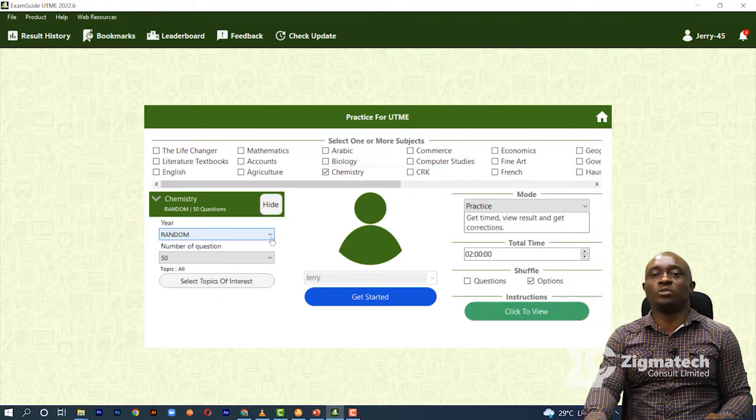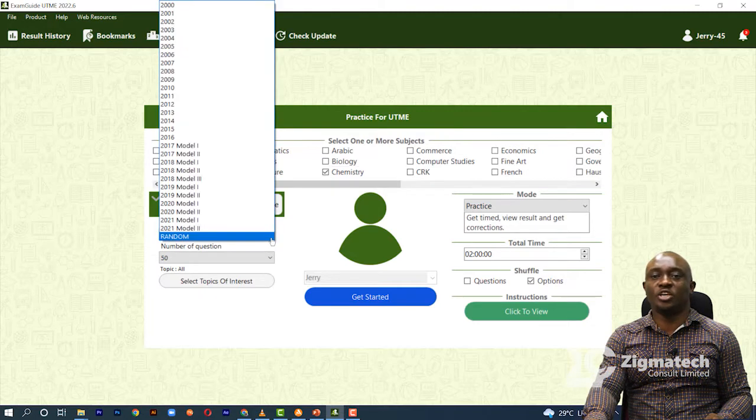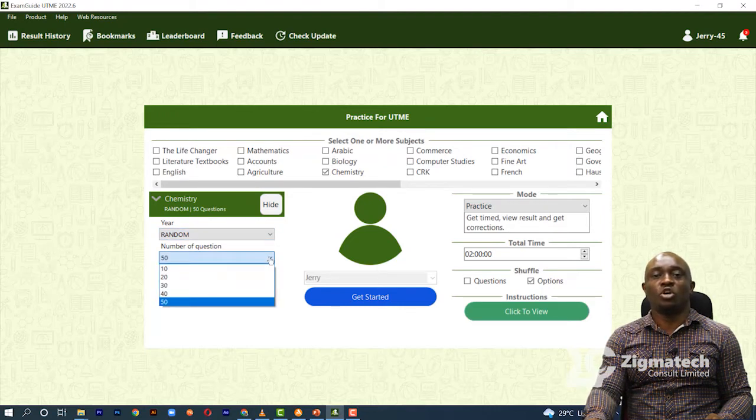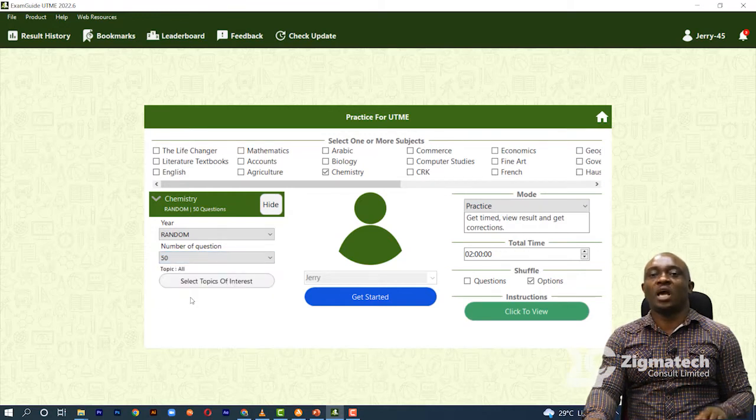Then when you come to this place, you select the year you want. If you want 2010, you pick 2010. But here I want to select at random so that I will have all the questions that are pertinent to carbon and its compound. After that, you check the number of questions you are looking for. Then here I want to put 50 so that I will get a wider range of what I'm looking for.